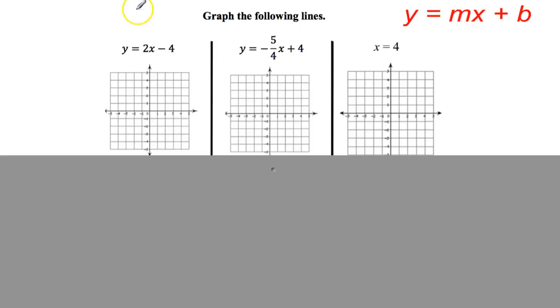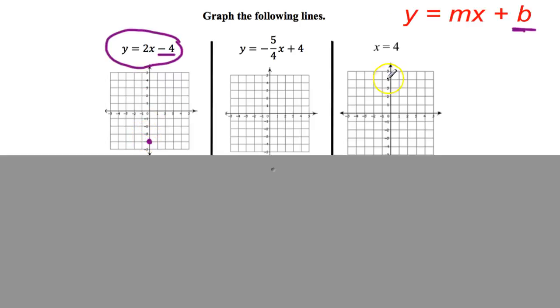Okay. So we're looking at this equation right here. y equals 2x minus 4. The first thing I normally do is find the y-intercept. So in this case, that's right here. The b is negative 4. That means on this graph, this is the y-axis. I need to go down to negative 4. So I put a dot right there.